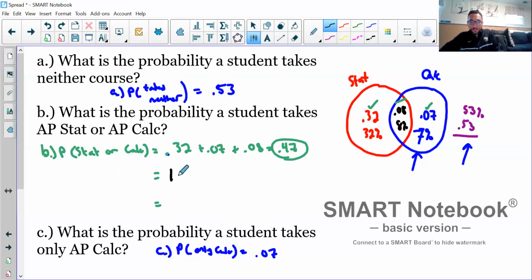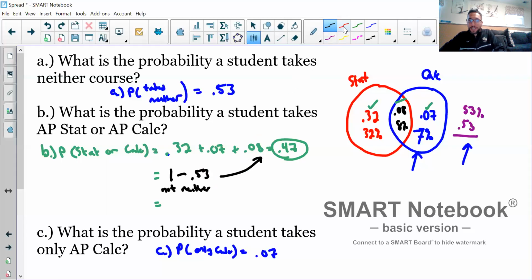One other option, we could do 1 minus the neither people, right? Because if you take stats or calc, that means you don't take neither course. You take one of them, so you're not in the neither category. So that's another way we can get 0.47.